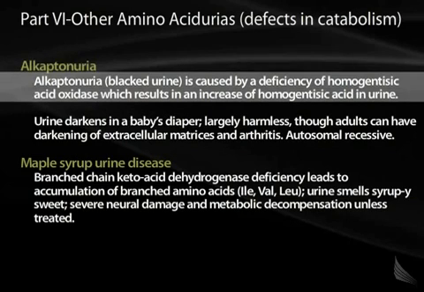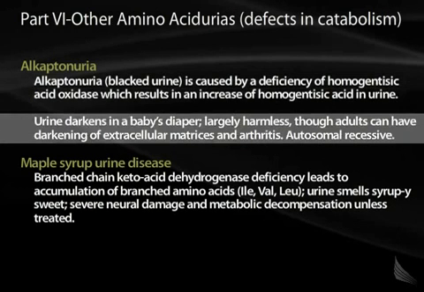Alkaptonuria is caused by a deficiency of homogentisic acid oxidase, which results in an increase of homogentisic acid in the urine. Because of this increase, what we see is darkened or blackened urine, so you'll often find a baby's diaper to have this dark color to it. It's largely harmless, though adults can have darkening of extracellular matrices and arthritis. It is also an autosomal recessive disease.